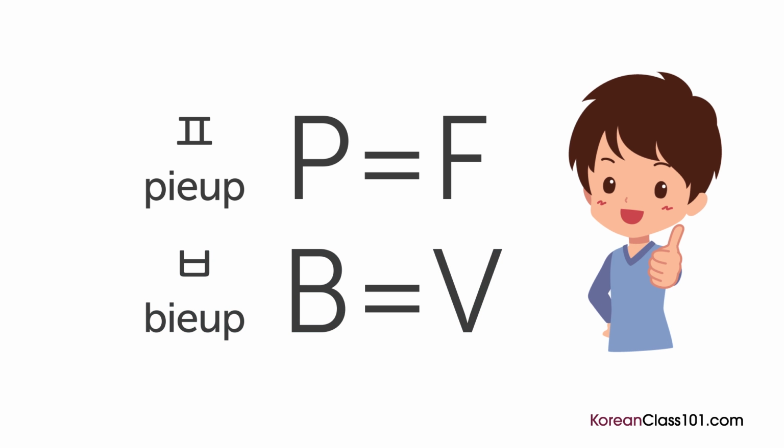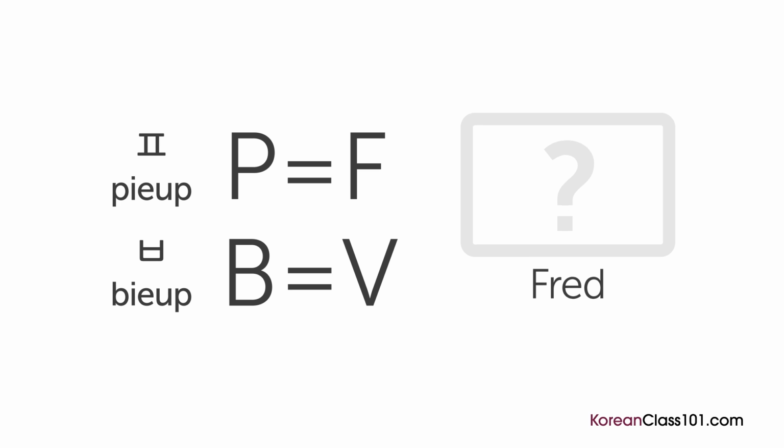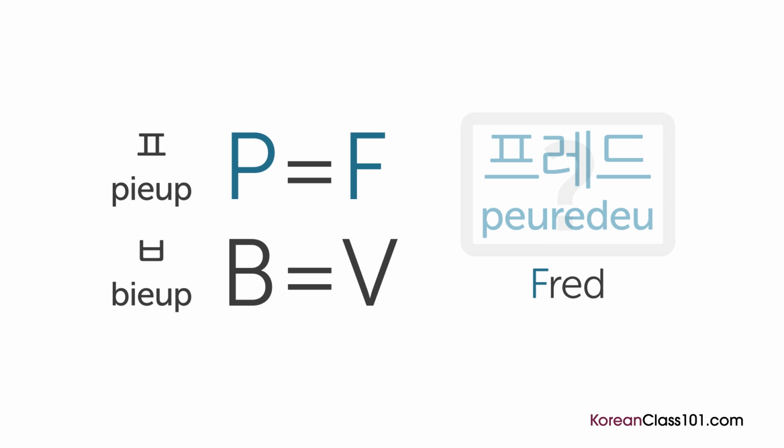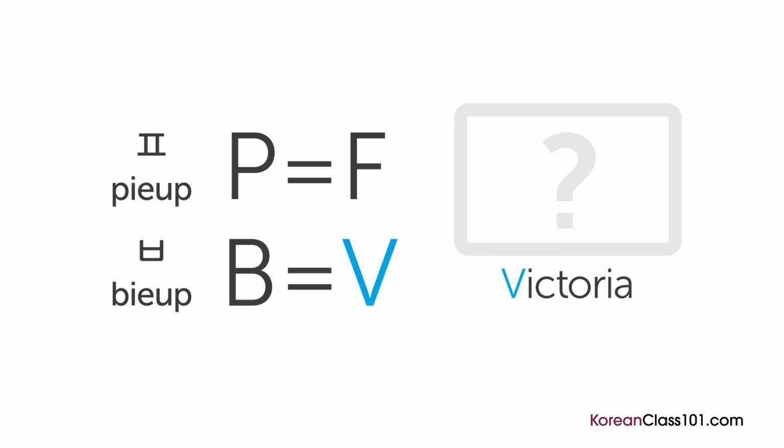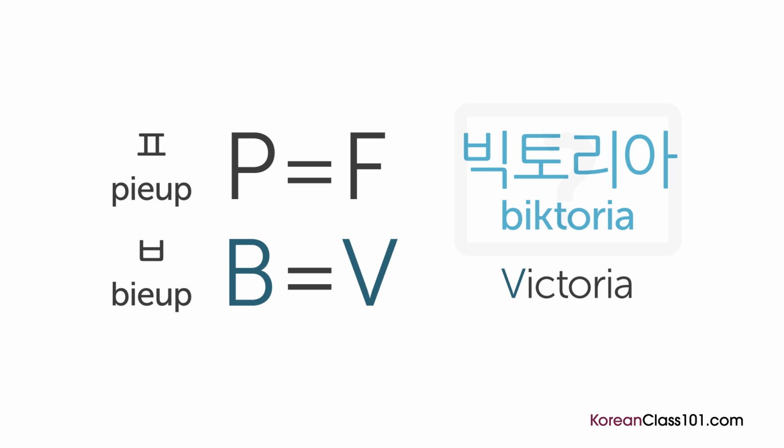Let's go through some examples so you can learn how to make these sounds in Korean. Let's say your name is Fred. How would you write it in Korean? Since fu corresponds with pu in Korean, you'd write it as 프레드 using piup. Another example would be with the name Victoria. Since vu corresponds with bu, you'd write it with the vu sound changed to a bu sound.